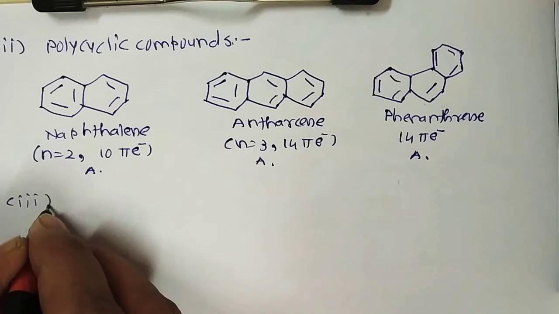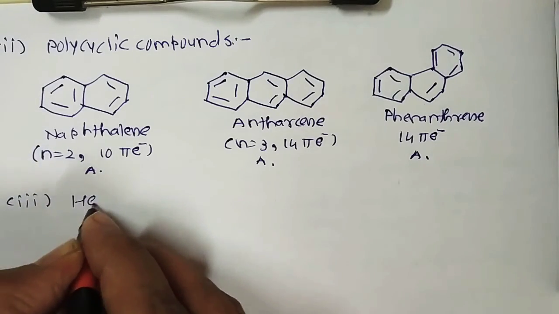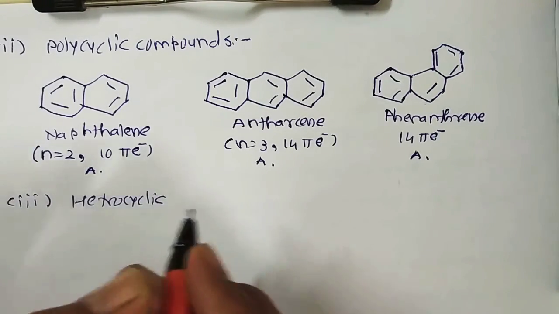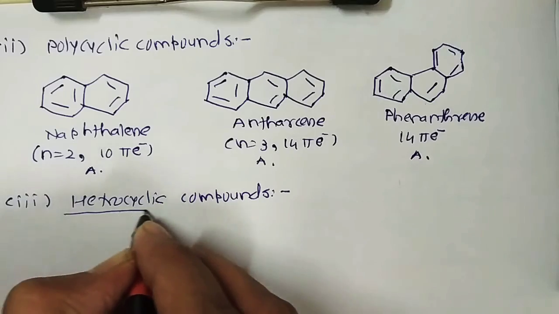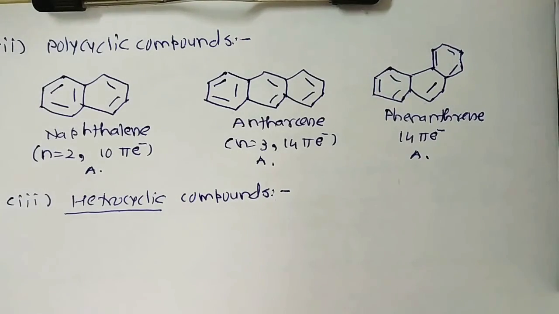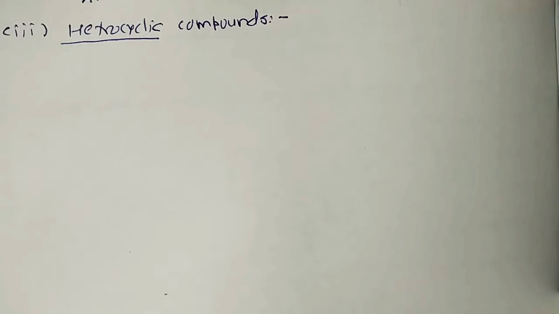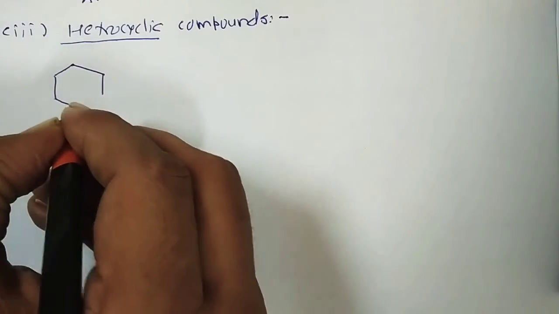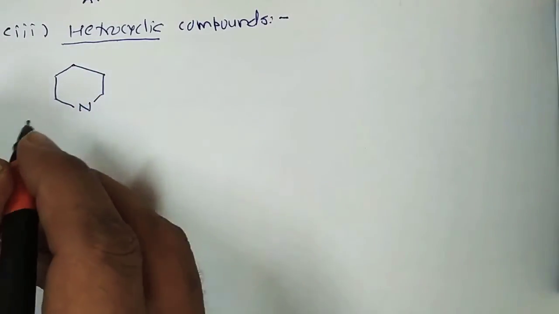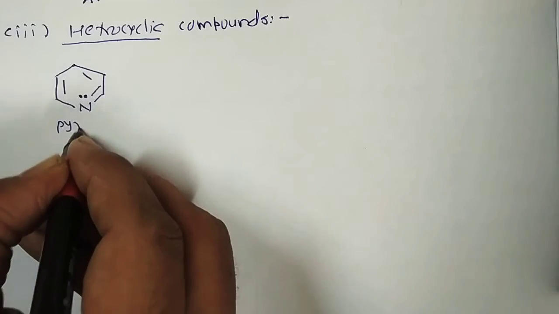Now the third one, and it is the most important for JEE as well as NEET point. So it is heterocyclic compounds. Heterocyclic means your cycle is not homocyclic but has one heteroatom like nitrogen, sulfur, oxygen, which is a part of your ring. So if I give one example, nitrogen is a heteroatom. Okay, fine. So the name of this compound is pyridine.